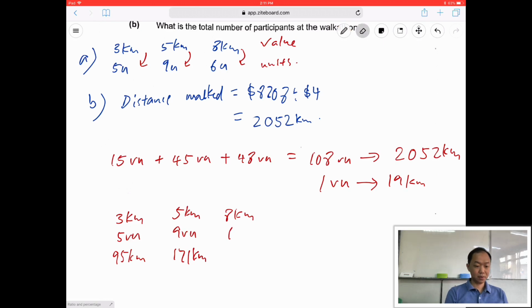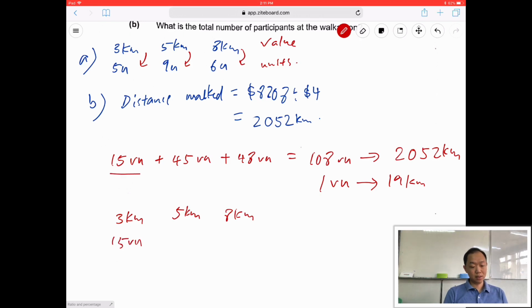Wrong. Okay, I should be this. Okay, wrong. Sorry about that. Error. See, even I also make errors. Did it too fast. Next, okay, so the 3 kilometer people, there is a 15 VU.